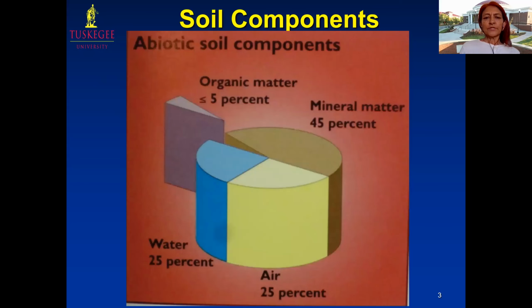So in this map, you can see the different components of soil. The major component of the soil generally would be the mineral matter, which is 45%, and the air 25%, water 25%, and the organic matter 5% or below that. Depending on the soil condition, these different components may vary a little bit, but generally that's what our soil component should be.